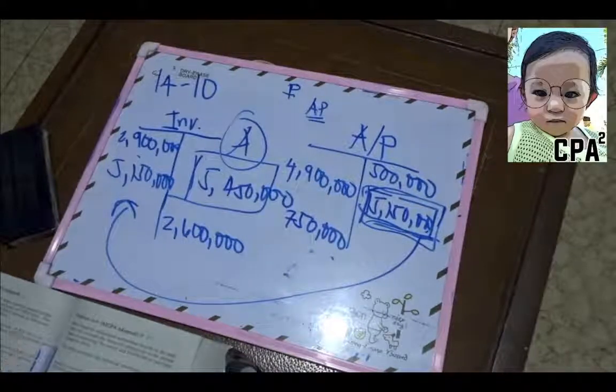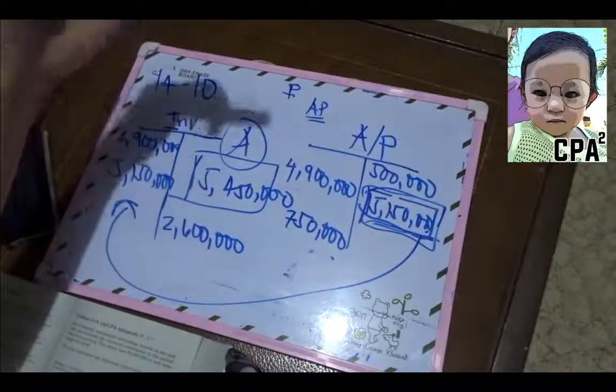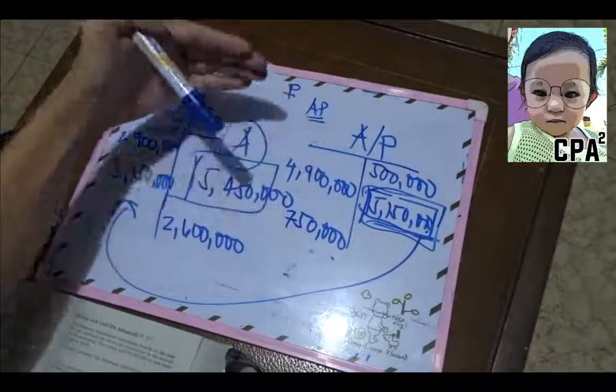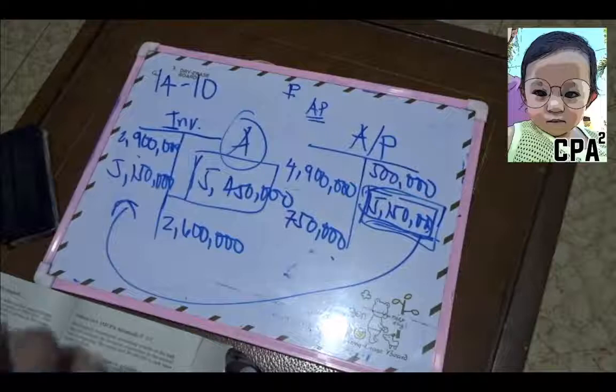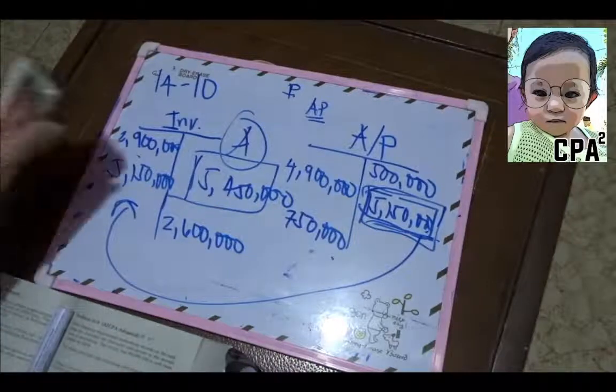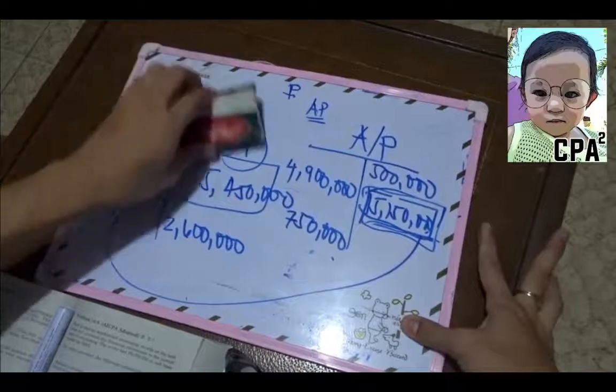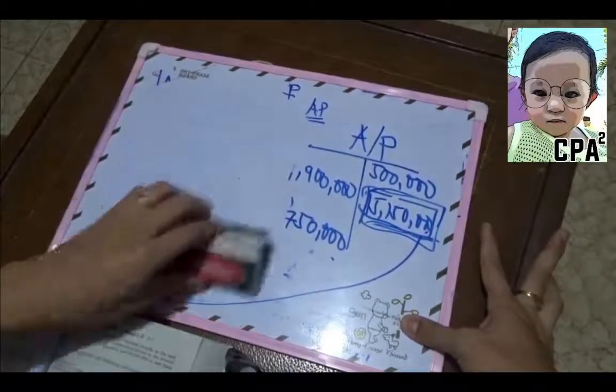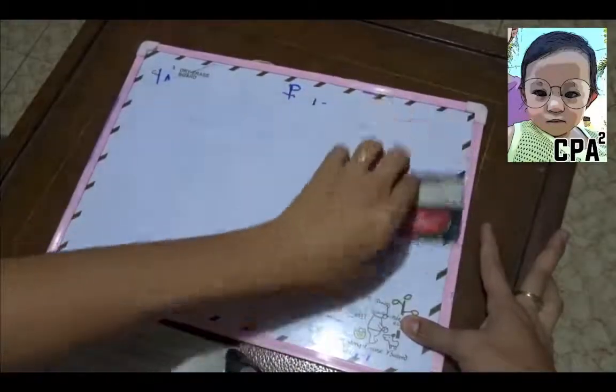So you may be comfortable with the income statement format. Okay, it's up to you. As long as you can solve faster and you can solve much more effectively, then that would be better. For me, it's much easier when you use the accounts.